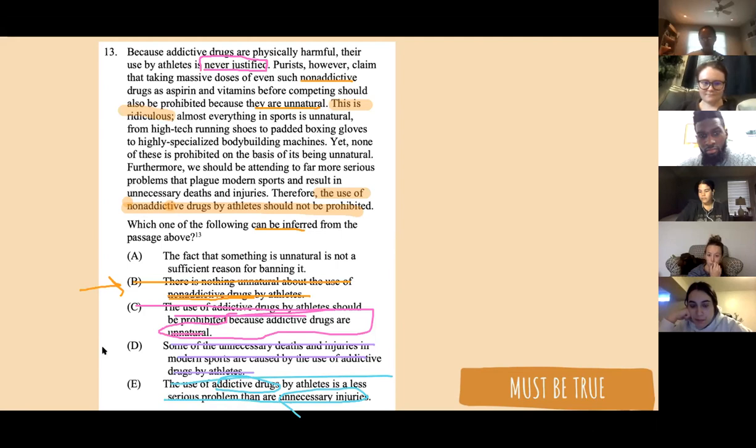All right, and then why is A right? I picked A because although the purist is saying that we should prohibit non-addictive drugs because they're unnatural, the author said that it's ridiculous because everything in sports is unnatural, and the unnatural stuff in sports is not being prohibited just based on that fact. Yeah, just the fact that something is unnatural is not a good enough reason to ban it, and that's why it's A. How did everybody feel about that question? Awesome. Okay.